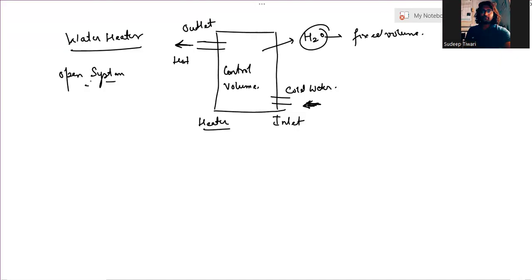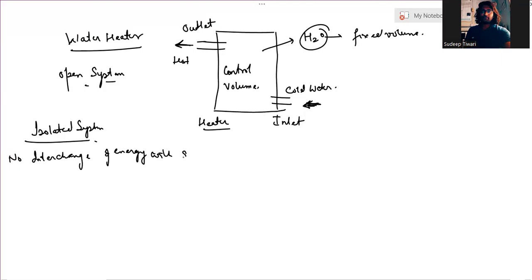Now, there are systems which are neither open nor closed. These are called the isolated systems. So what are isolated systems? Isolated systems are those in which you have no interchange of energy with the surroundings. If you have no interchange of energy with the surroundings, then such systems are called isolated systems. Example, your thermos flask. Your thermos flask, ideally, is an isolated system.